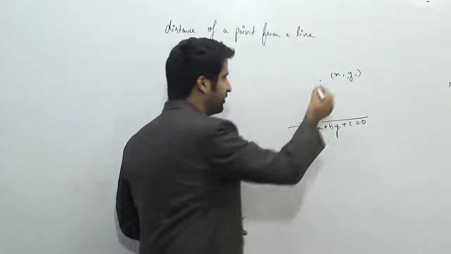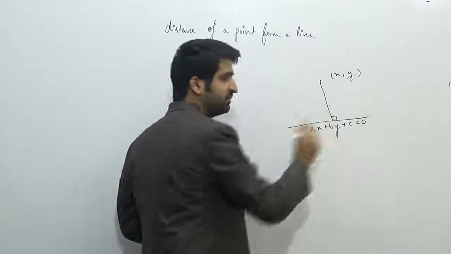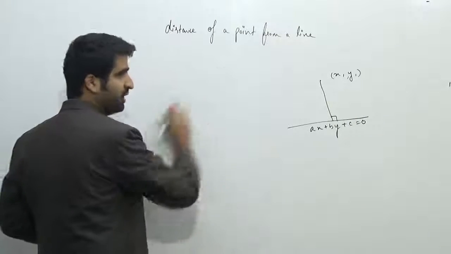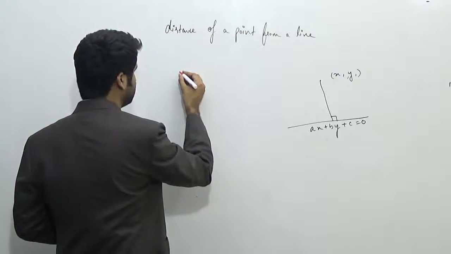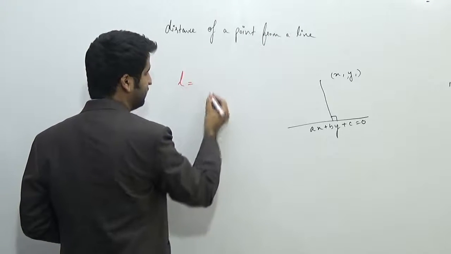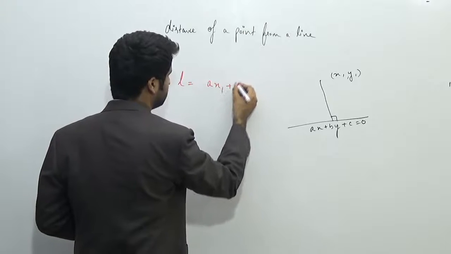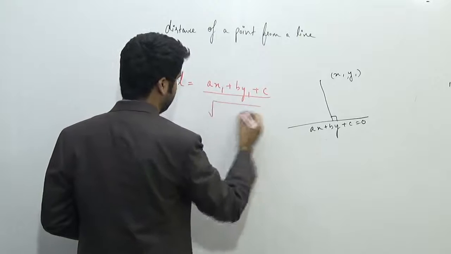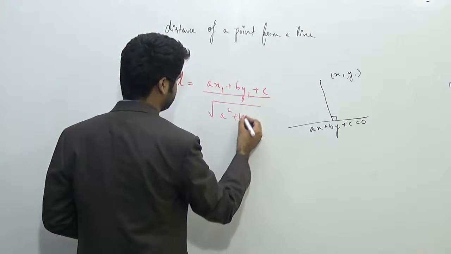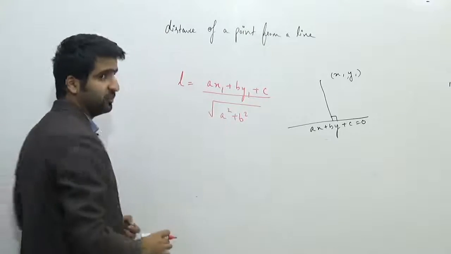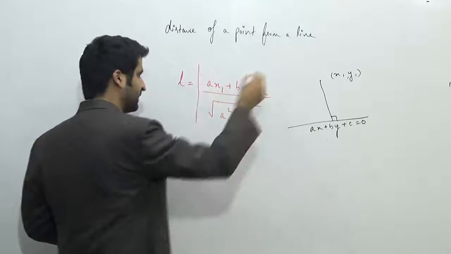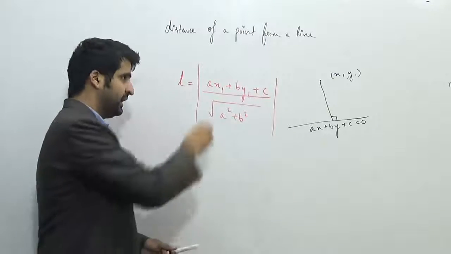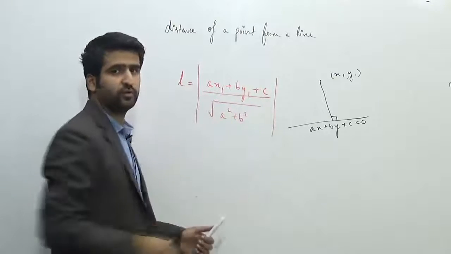How do we find the perpendicular distance of this point from the given line? We have a simple formula. The derivation is a bit typical, so I'm not taking that. So the simple formula is, the length of the perpendicular is equal to modulus of ax1 plus by1 plus c divided by under root a square plus b square. Now this value can come out to be negative, but the length can never be negative. That's why we take a modulus over here. Okay, so the formula is ax1 plus by1 plus c upon under root a square plus b square.